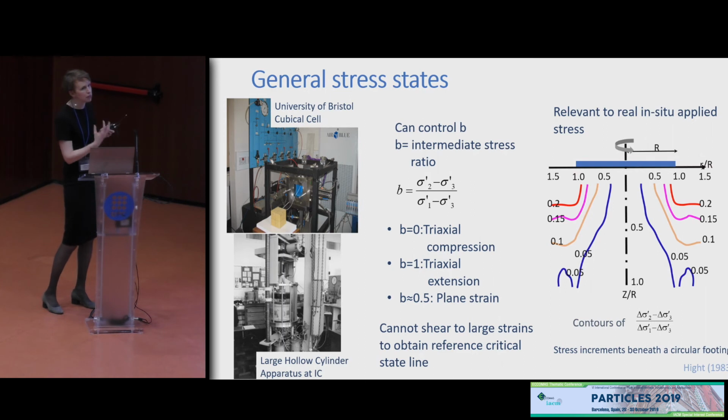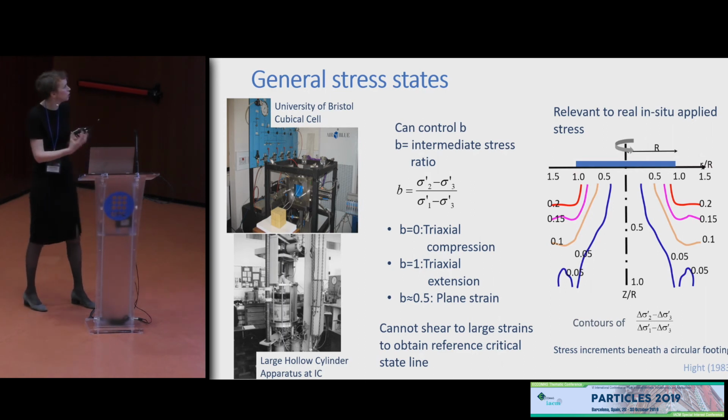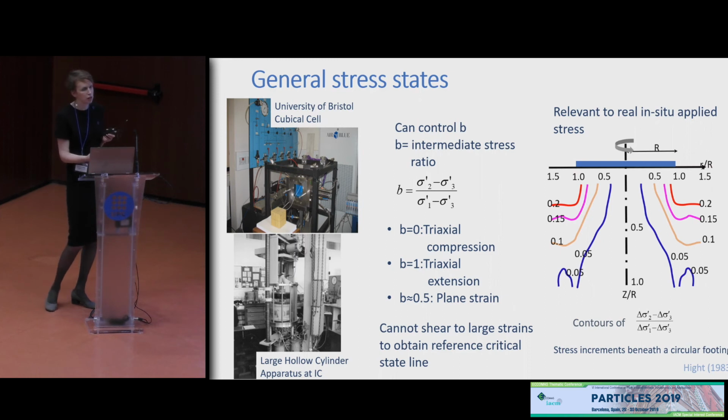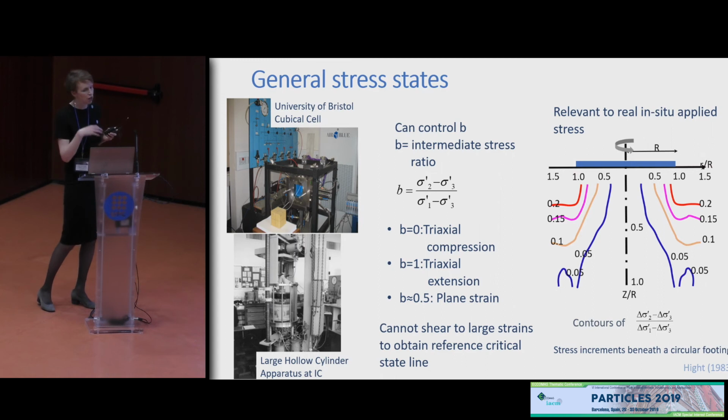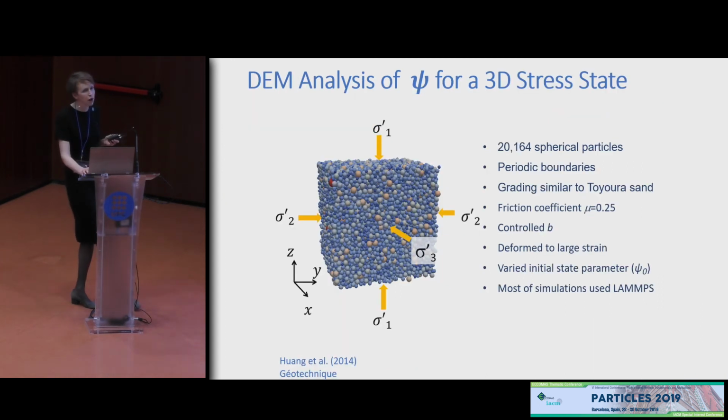But the problem is these experimental tools, while they're very, very good, they're not reliable when we get to large strains. So we can't reliably get our reference state under a general stress experimentally. We can, however, do this with DEM, which is what we did, again using a cubical sample with periodic boundaries, where we can deform our sample to large strain.